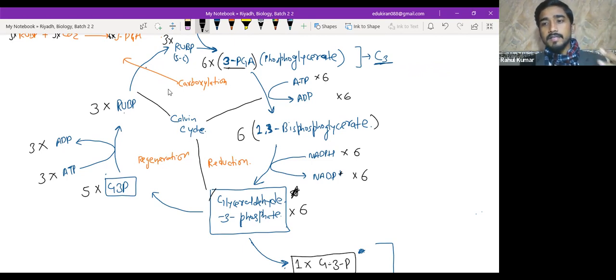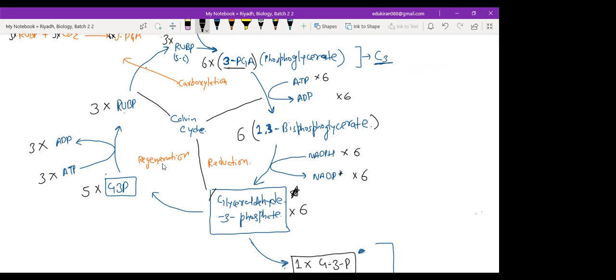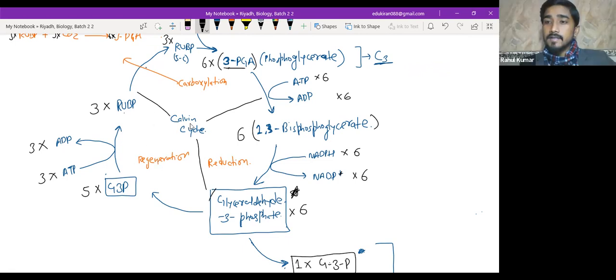So there are majorly 3 phases: carboxylation, reduction, and regeneration in a Calvin cycle, which is also a C3 cycle. C3, why C3? Because the first stable product of this cycle of carbon fixation is a 3-carbon molecule. Now there are many questions associated with this cycle itself.